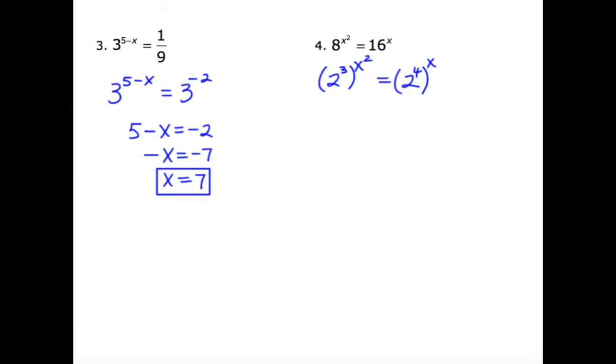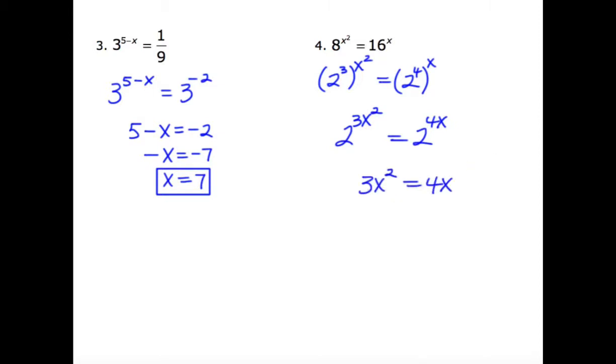3 times x squared is 3x squared, and 4 times x is 4x. So we're going to get 2 to the 3x squared equals 2 to the 4x. Now that we have bases that are common to both sides, we can simply equate the exponents. 3x squared is equal to 4x.